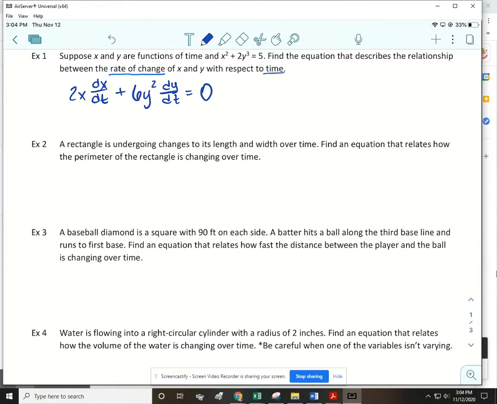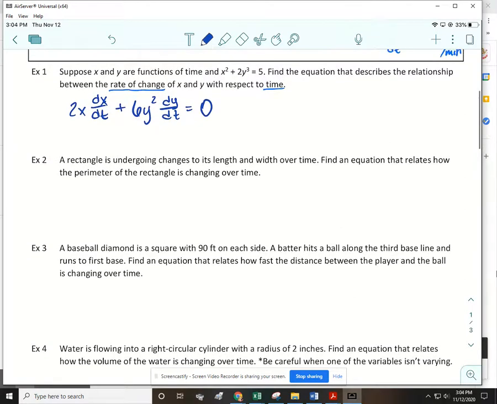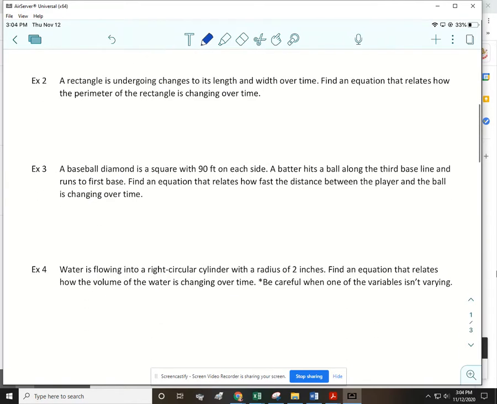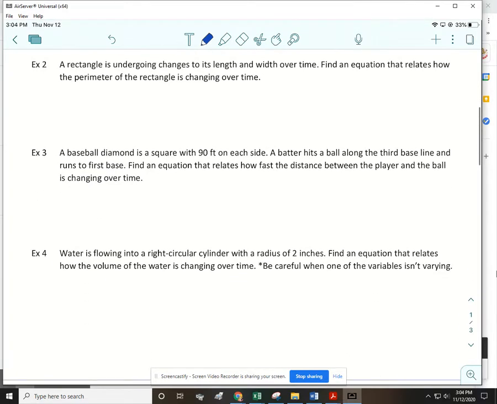Right, these next ones, we are going to have to write the equation. So this one, the original equation, the relationship between x and y, not the rate of change. So anyway, I'll show you what I'm talking about on example 2. A rectangle is undergoing changes to its length and width over time. We're going to find an equation that relates how the perimeter of the rectangle is changing over time.